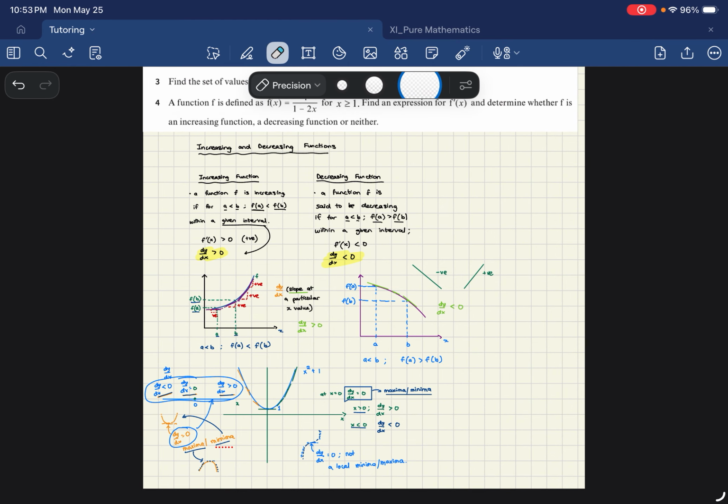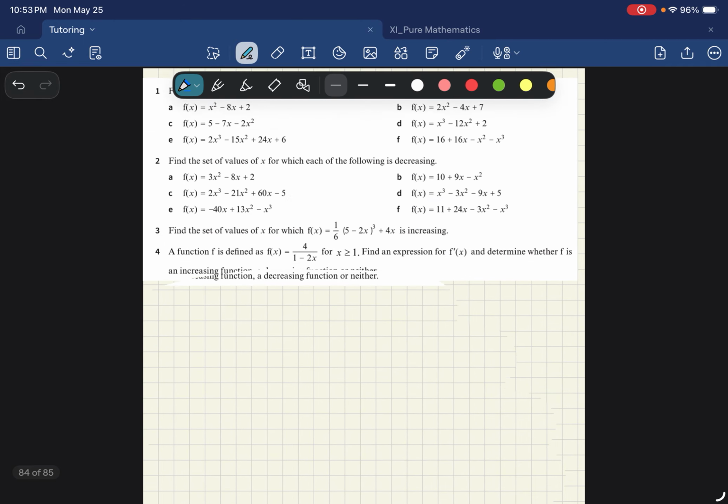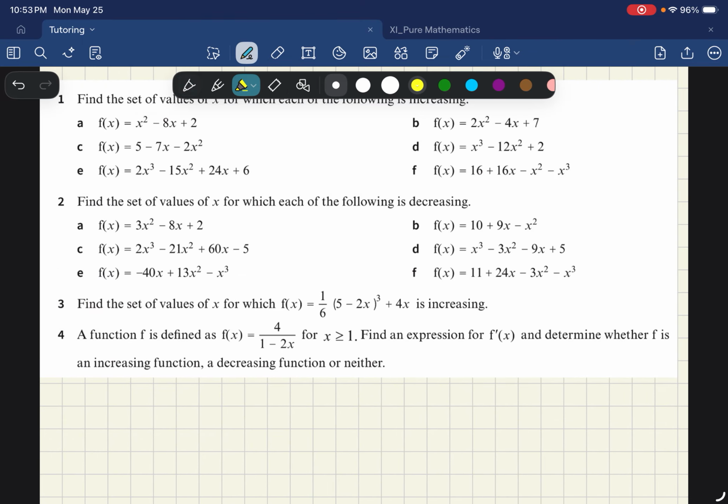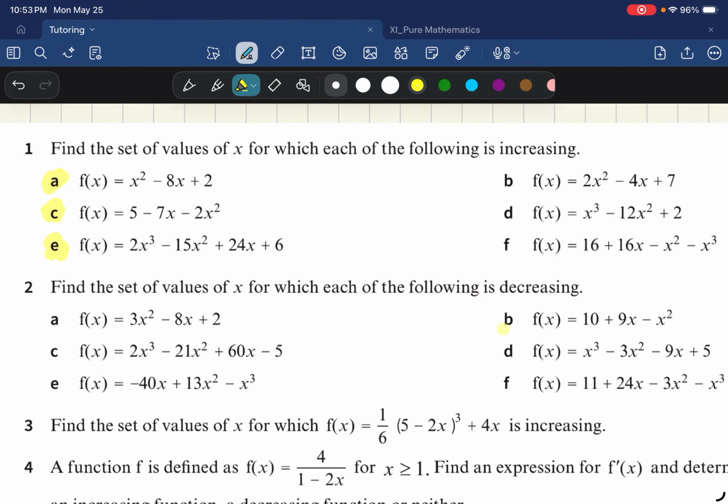Alright, but I don't think maxima and minima is covered, so we are just going to talk about increasing and decreasing functions. Now that we have done the theory part, let's look at the questions. For question 1, I'll do A, C, and E. For 2, I'll do B, D, and F. I hope that is okay.